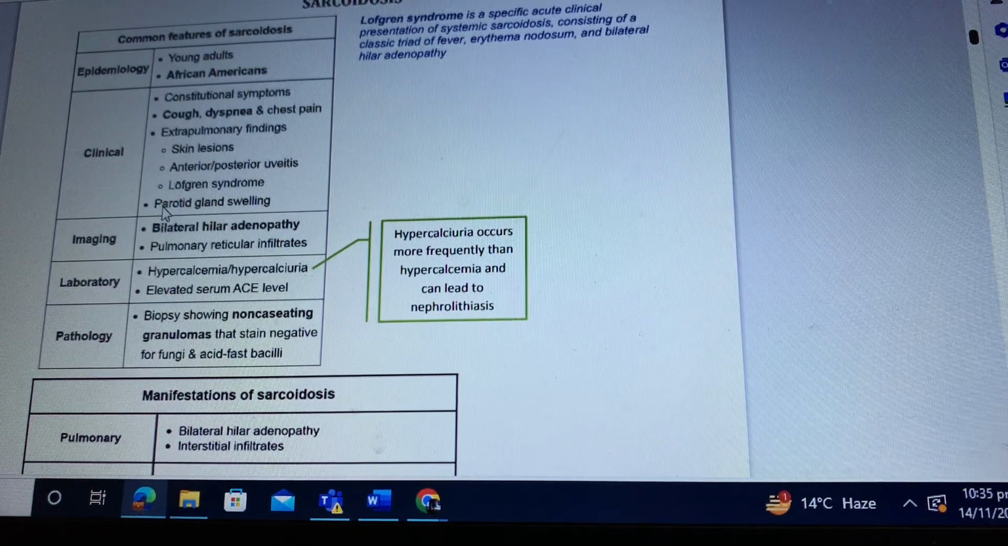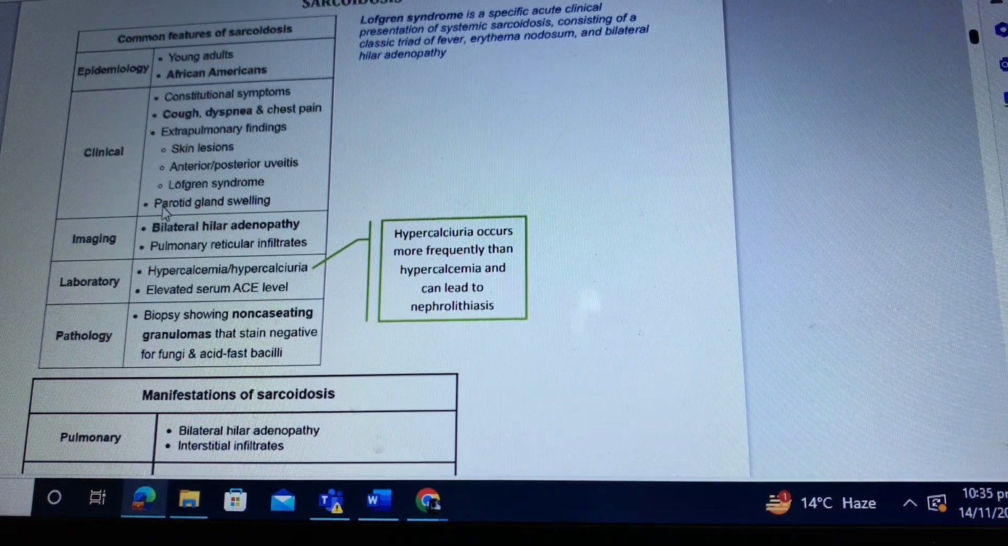In imaging of sarcoidosis, we see bilateral hilar adenopathy. The word bilateral is very important. You can also see pulmonary vascular infiltrates. Laboratory findings give you hypercalcemia, hypercalciuria, and elevated ACE levels, so you send two things for lab analysis. An important point is that hypercalciuria occurs more frequently than hypercalcemia, and that leads to nephrolithiasis in patients with sarcoidosis.